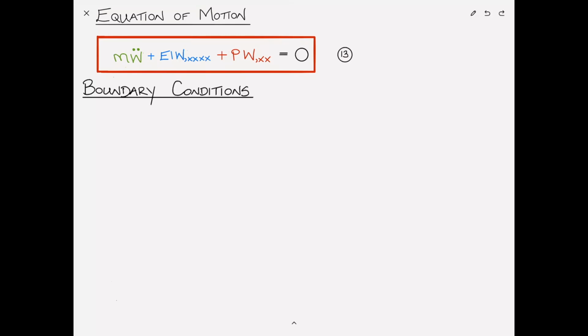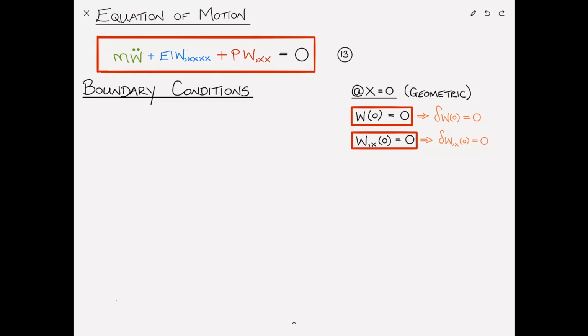Now let's take a look at the boundary conditions. Well, first of all, let's look at the ones at x equals 0, because these are pretty straightforward. They are, of course, both geometric boundary conditions. And since it's built in at the root, we know that the displacement w of 0 is equal to 0. This implies that the variation del w at 0 is also equal to 0. And similarly, the slope w comma x at 0 is equal to 0, which implies that del w comma x at 0 is equal to 0 too. Let's put some red boxes around these because these are final results, and number 14 and 15.